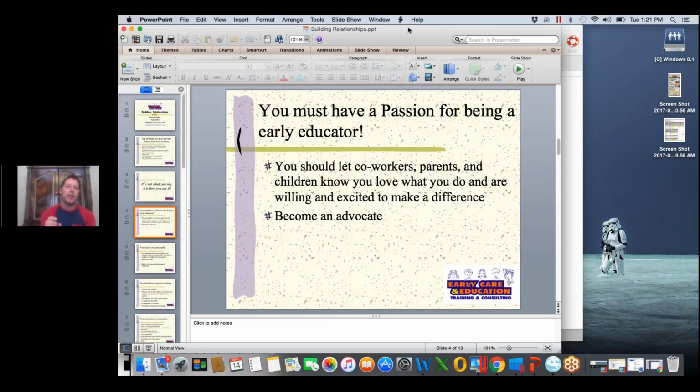So when you see the child struggling in the classroom with their social development, this is when the passion really, really kicks in, because we want that child to be successful. We want that child to be loved and to love. And so in order to do that, we've got to set the foundation for social success.